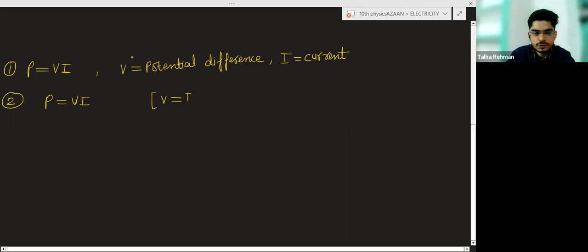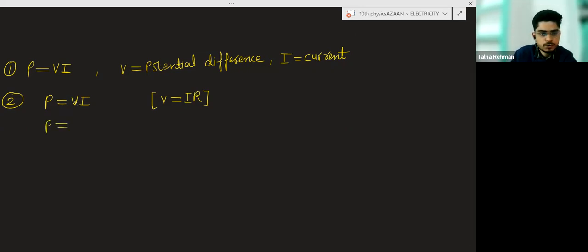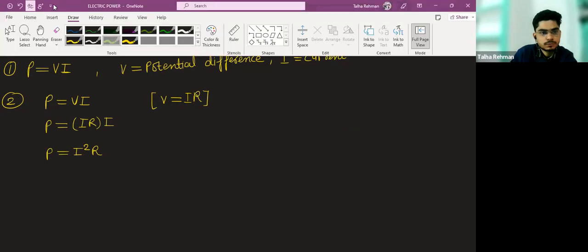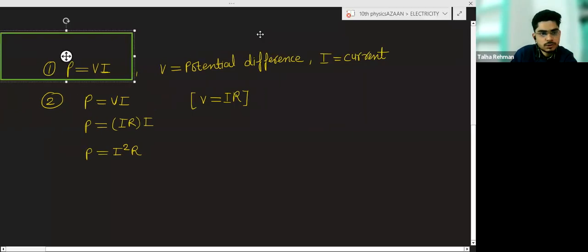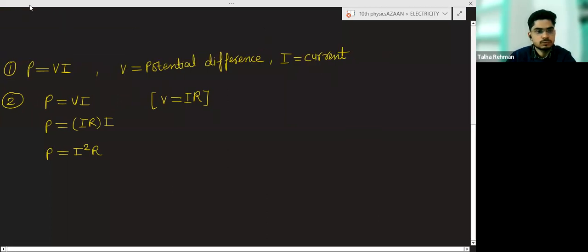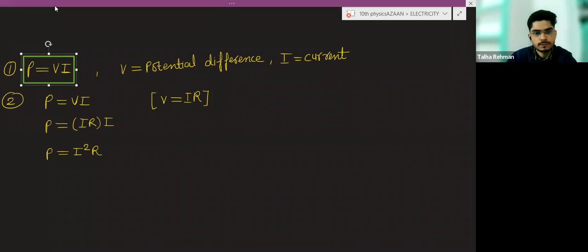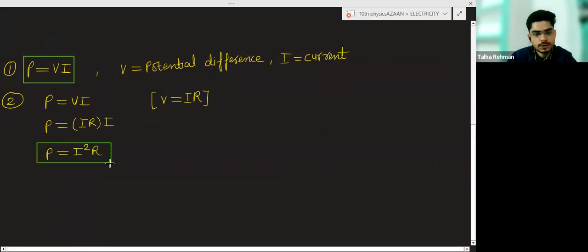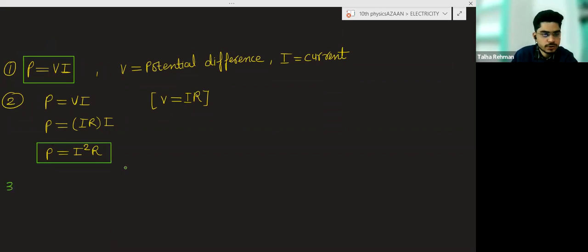V is equal to IR, we know. Now put the value of V here. It will be P is equal to V; in terms of V, you will have I into R multiplied by I. So what will be the formula of the power? I square R. This is the second formula. Now, the third formula also you can derive.